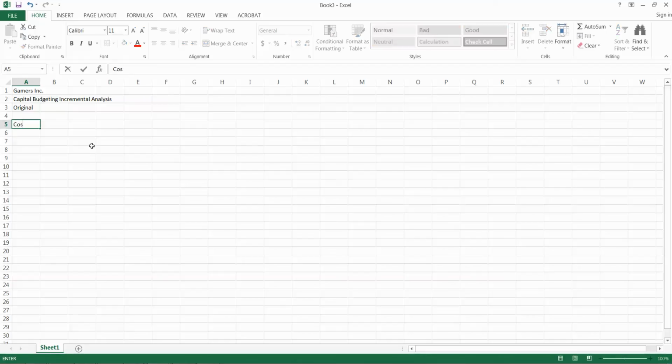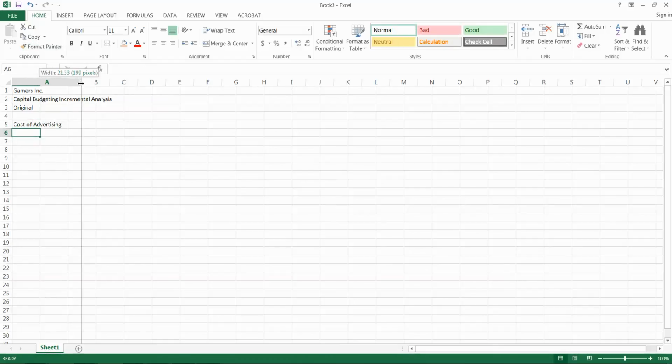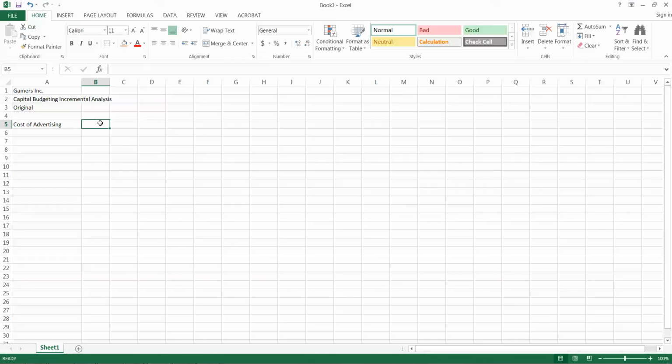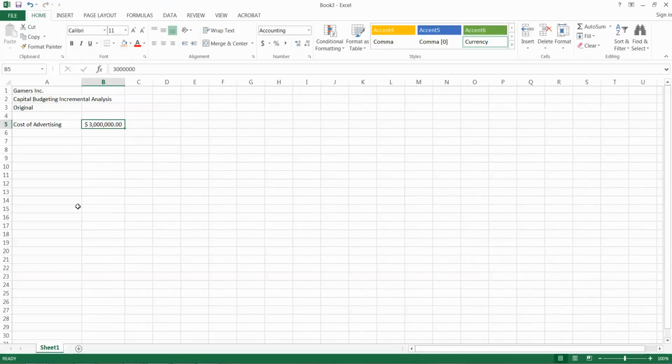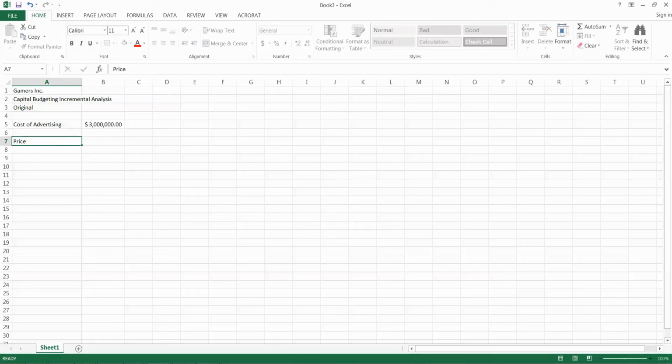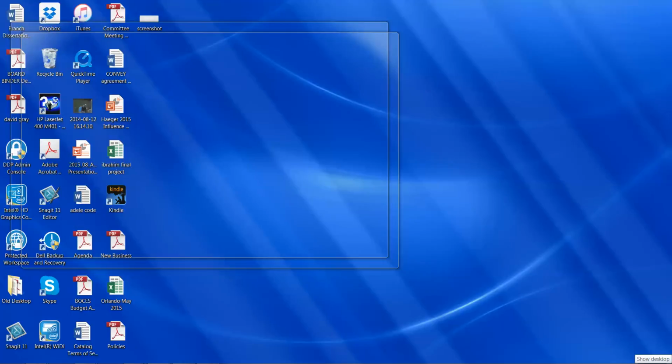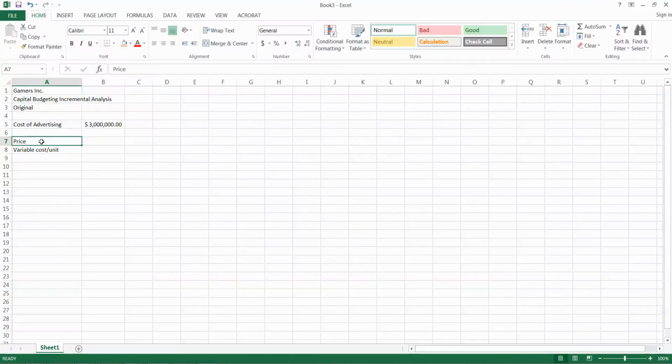The very first thing is the cost of advertising, and let's go ahead and make column A a little wider, and our cost of advertising is $3 million. And we can format that to 3 million. Next, we've got our price, and I'm skipping over units sold. We'll get to that in just a second. We've got our price and our variable costs per unit. Label this price per unit.